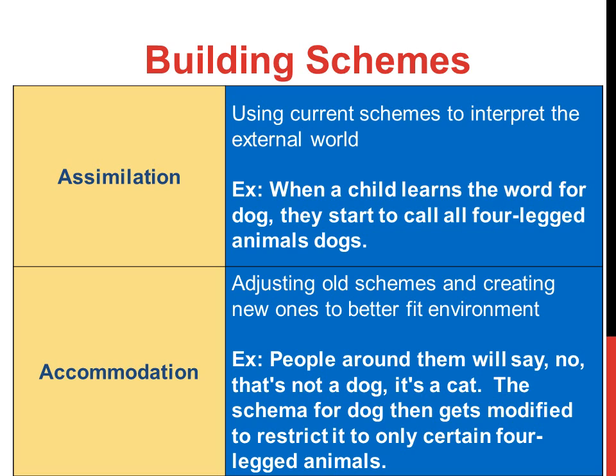So one way to keep these straight in your mind, assimilation has two S's in it, right? SS, you can think of that as standing for same schema. So with assimilation, you're using the same schema. You're not changing it at all. You're applying the same schema to understand information. With accommodation, you have to change, right? So that's the C here. You have to change your schema or create a new schema to accommodate the new information. So that's one way to keep those two straight.